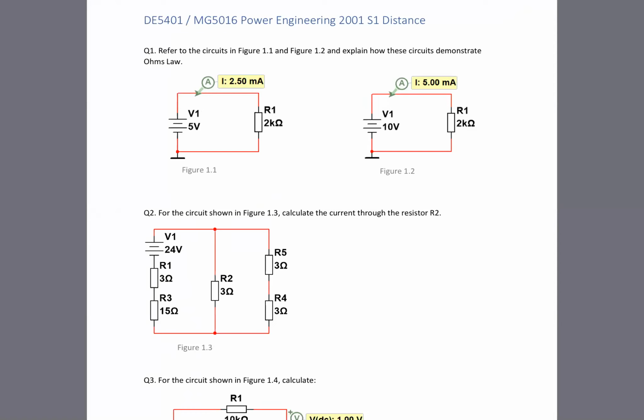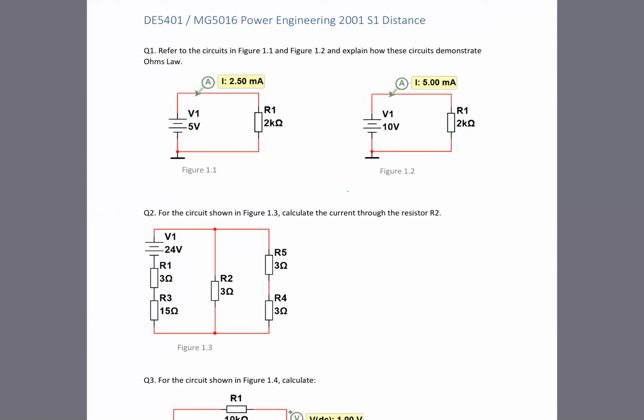Refer to the circuits in figure 1.1 and 1.2 and explain how these circuits demonstrate Ohm's law. So what is Ohm's law, guys? You have learned V equals IR. Yeah, that's correct. Very good.